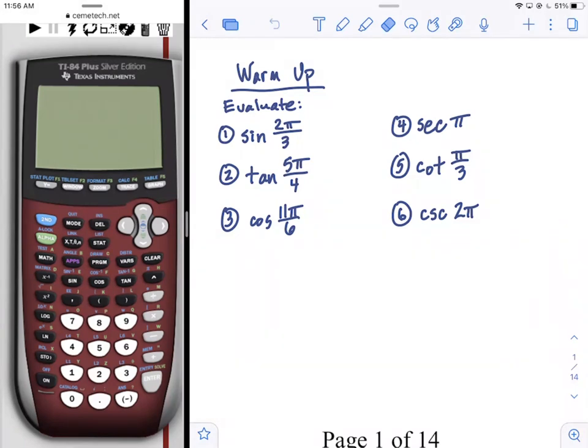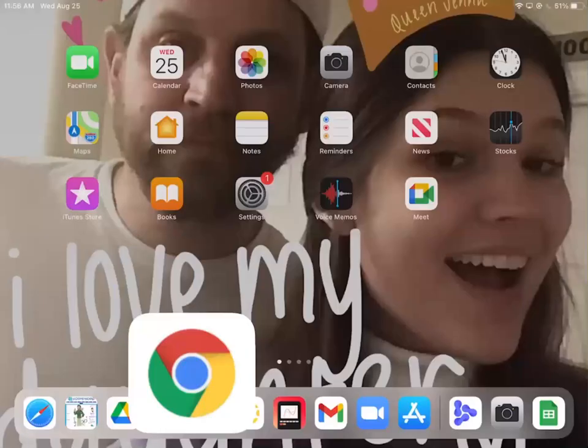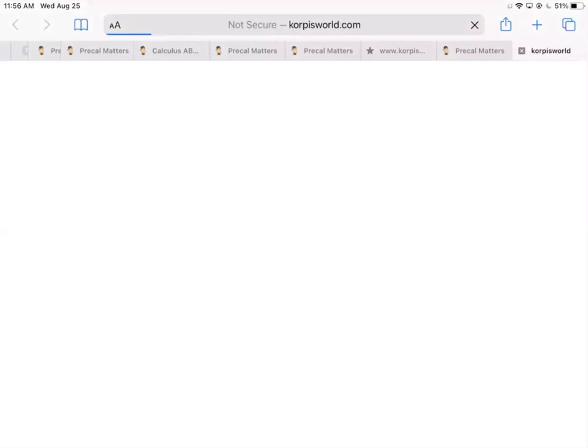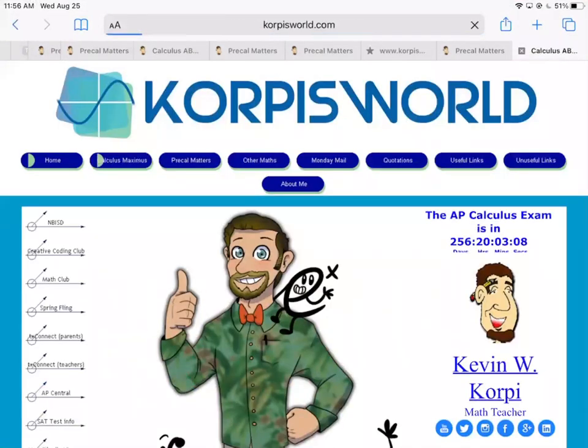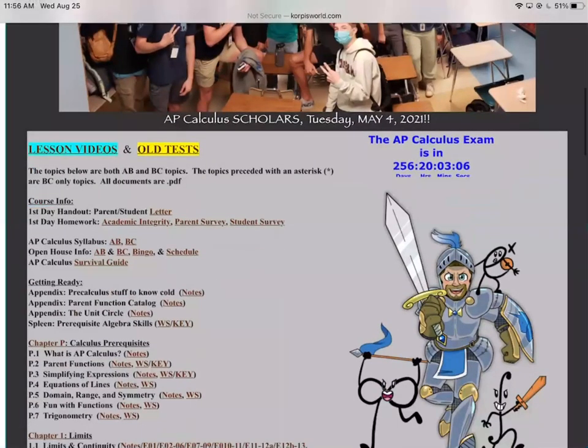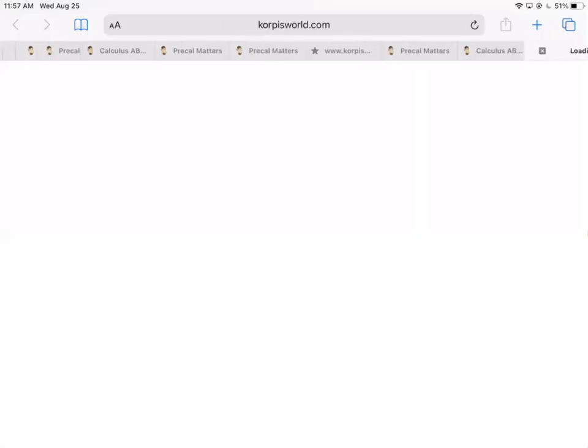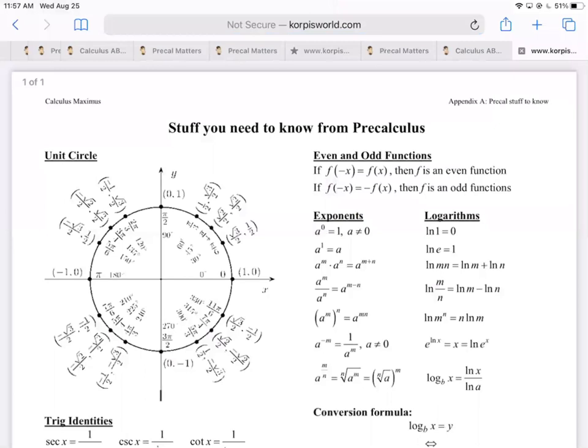Okay, so if first of all you're like, I don't even remember what the unit circle is, right? You could go to my website, Calculus Maximus. If you look up here under Getting Ready, Pre-Cal Stuff to Know Cold, it's on that top one, but there's also one that's just on the unit circle. But I'll click on that first one. So there's the unit circle, right?